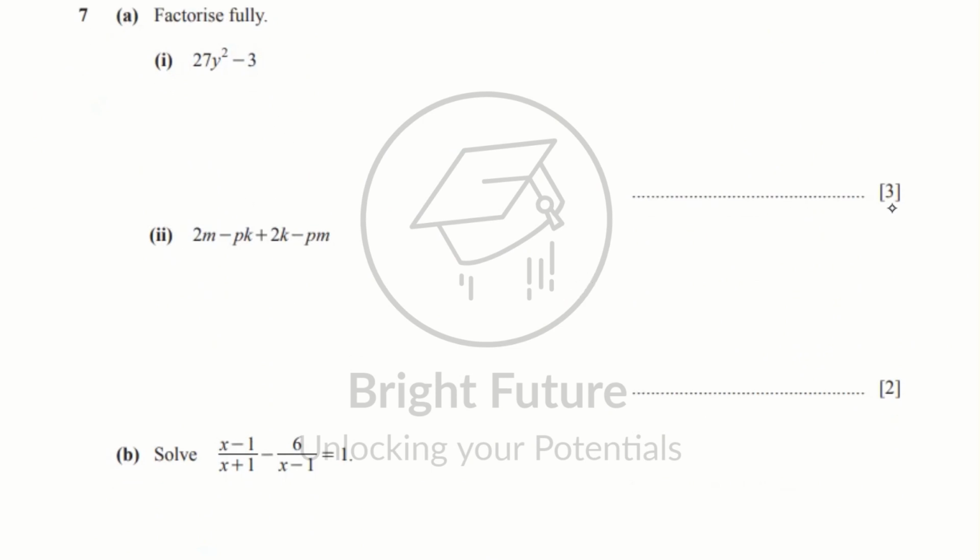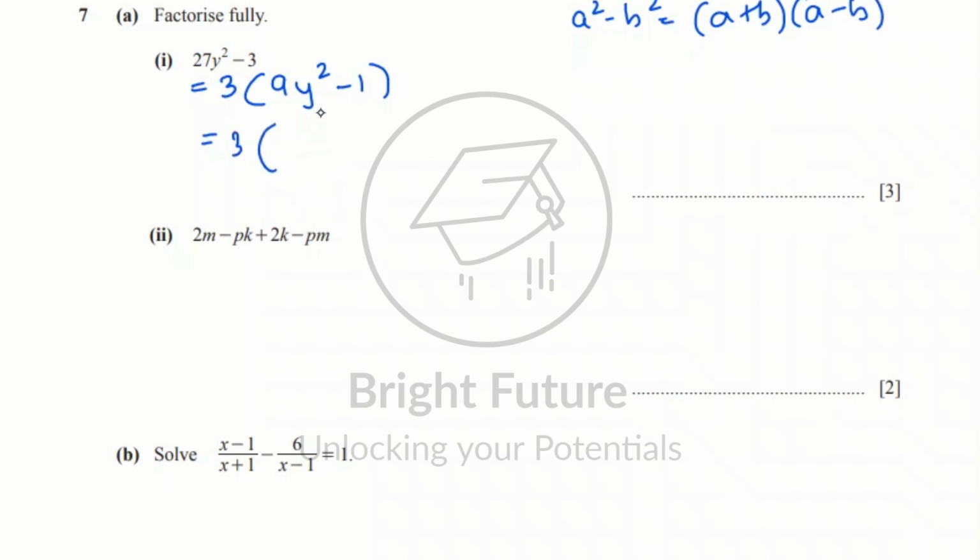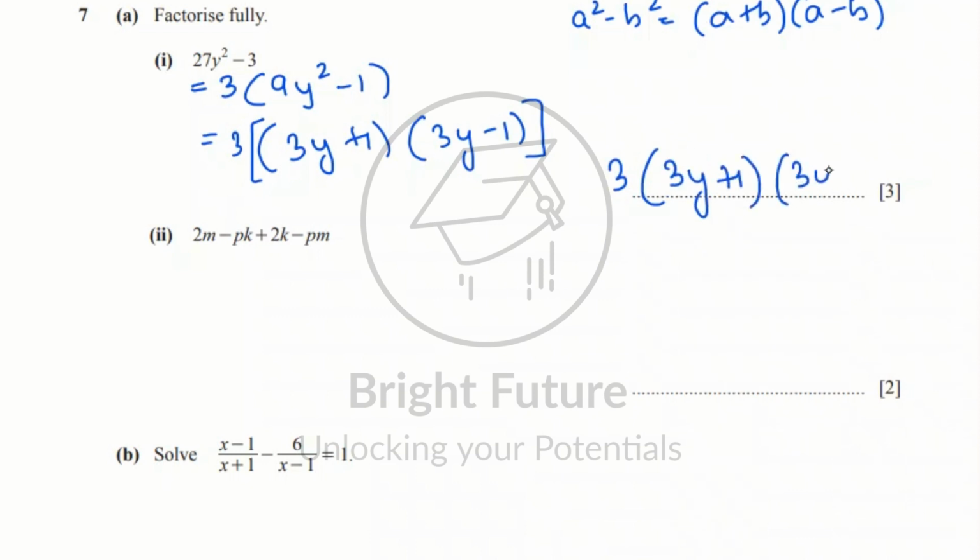Factorize fully. It is for 3 marks. 3 is common. 9y square minus 1. We know the identity a square minus b square is equals to a plus b, a minus b. So 9 is what? 3 square. So this becomes 3y plus 1, 3y minus 1. So finally your answer is 3 into 3y plus 1 and 3y minus 1.